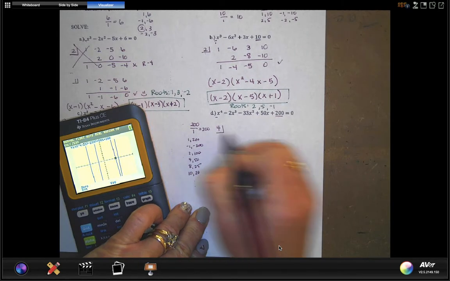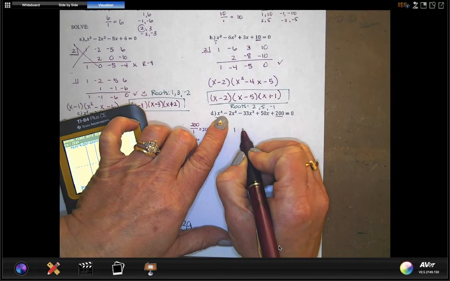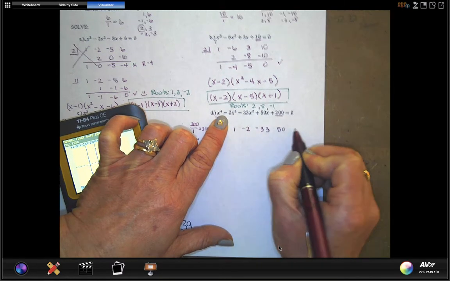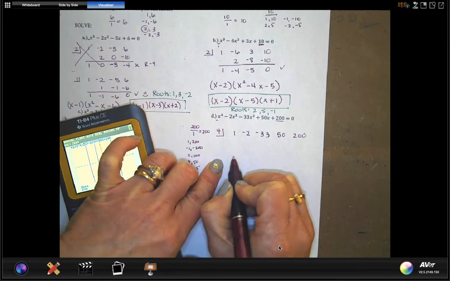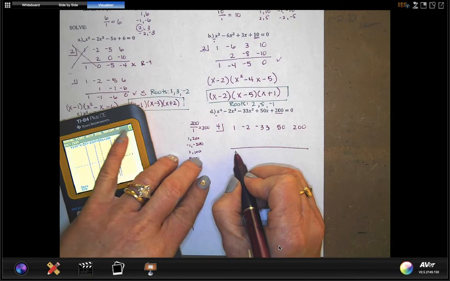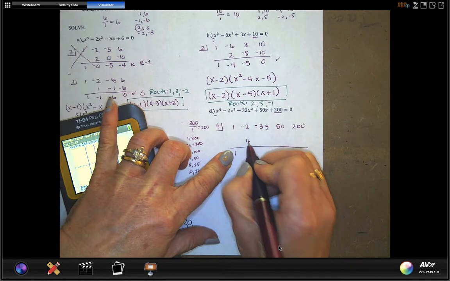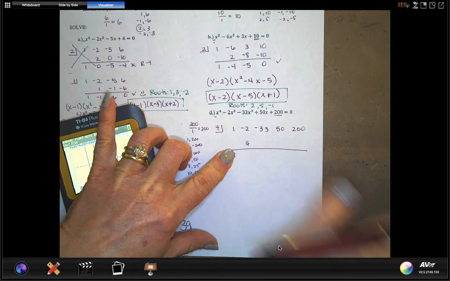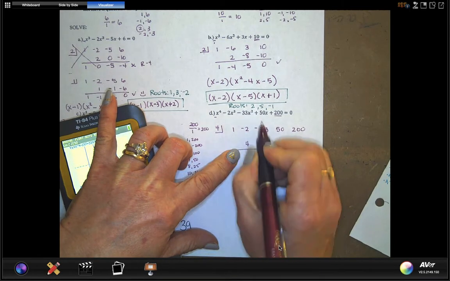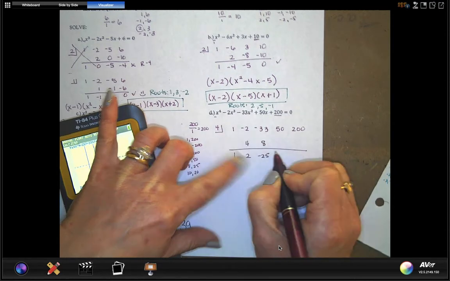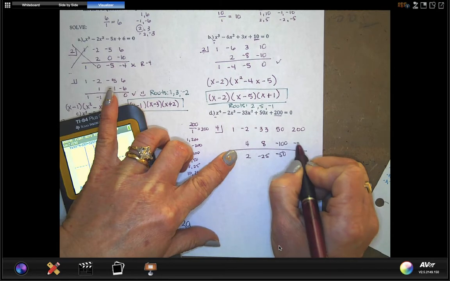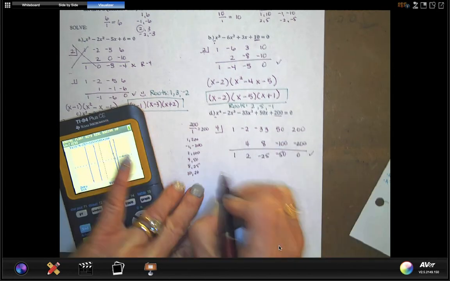And we would have 1, negative 2, negative 33, 50, and then 200. Again, even though you know the answer here on the calculator, you're going to have to show me the work. 1 times 4 is 4. Add those up here, we get 2, 8. Add those up, I get negative 25. Here I get negative 100, so I have negative 50. Here I have negative 200, so I have 0.